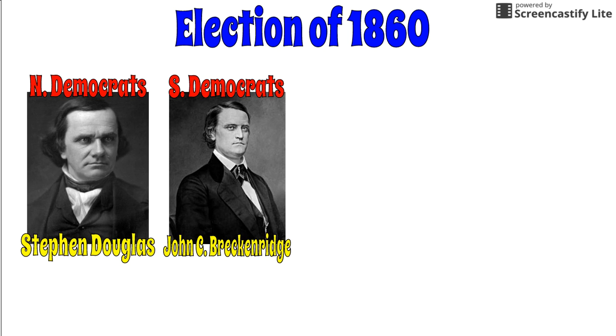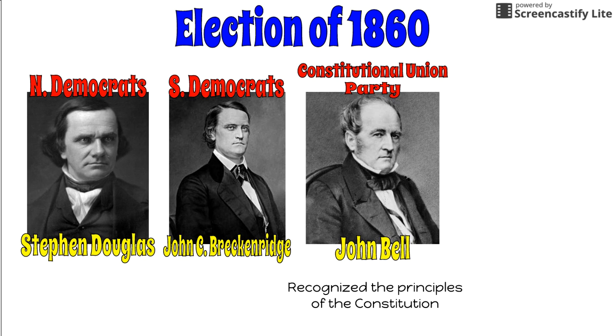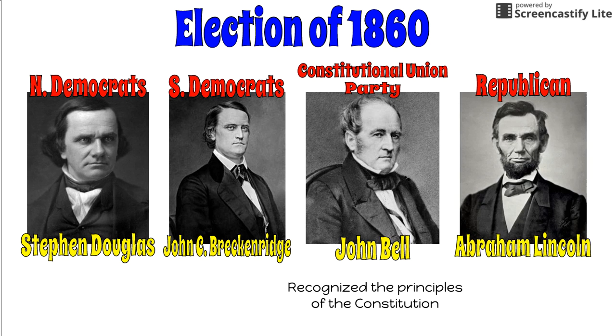We also have a new party at this election, the Constitutional Union Party, whose beliefs were strictly formed within the principles of the Constitution. So they believed in compromise and they believed in the unity and strength of the Union at all costs. And they nominated John Bell. And then finally, the Republicans nominated now well known lawyer from Illinois, Abraham Lincoln, who definitely believed in the fact that slavery should be banned from all of these new territories.